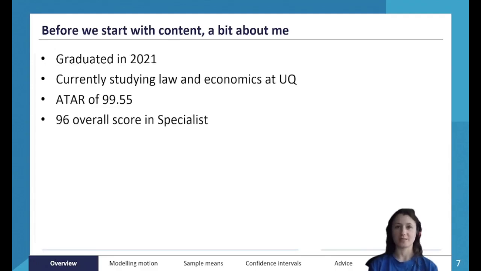Because for myself, in the 2021 specialist exam that I sat, there was a particular question about polynomials and matrices. It was in paper 2, if you guys want to actually look at it.